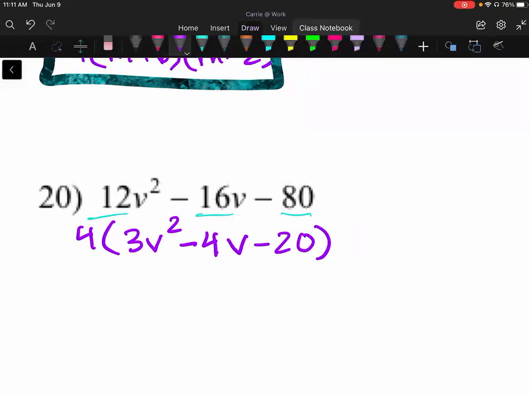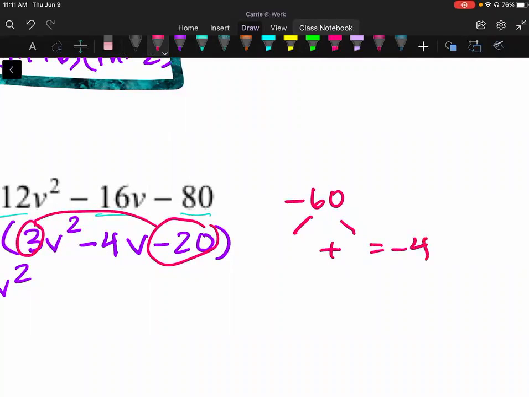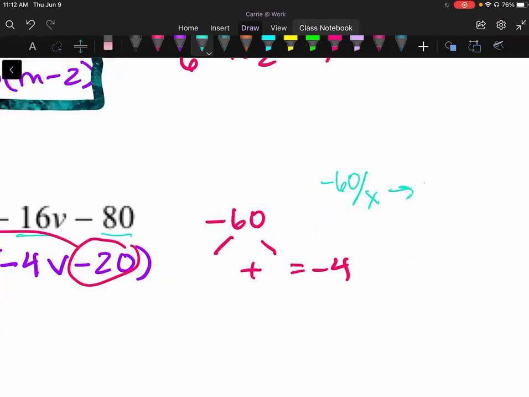Okay, this is a little bit more manageable for us. So we're just going to be focusing on the inside. But keep in mind that we do have this on the outside the whole time as we are working. So we're going to do 3 times negative 20, which is negative 60. And I want two factors of negative 60 that add to give me negative 4. So factors of 60 are, I'm actually going to use the function on my calculator. What I'm going to type in is negative 60 divided by x, and then I'm going to go click on the table. So let me check this out. I'm sure the solution is much easier than I'm thinking.